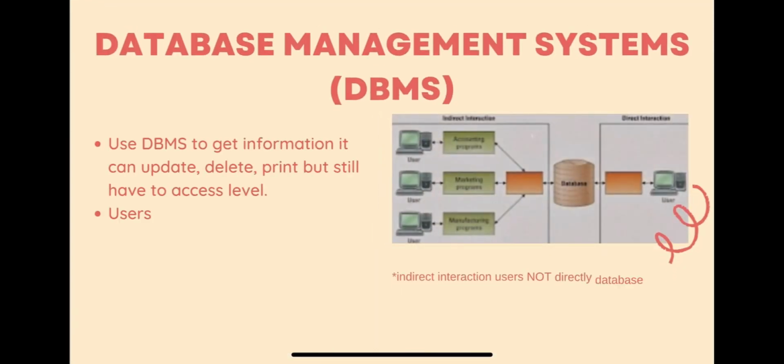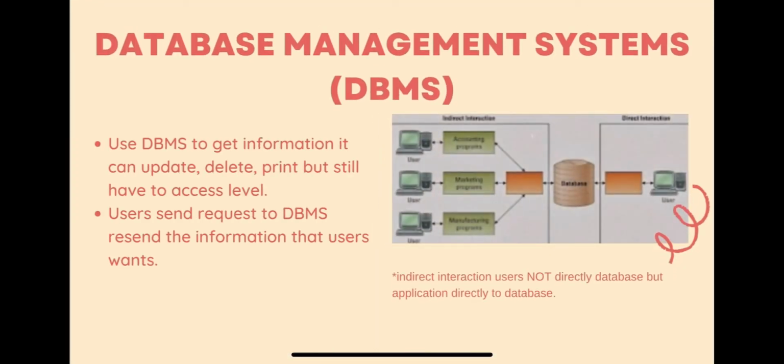Next is the database management system, or DBMS. Using a DBMS, users can get information, update, delete, and print, but still have to follow access levels. Users send requests to the DBMS, which returns the information that users want. Indirect interaction: users do not interact directly with the database, but applications interact directly with the database.